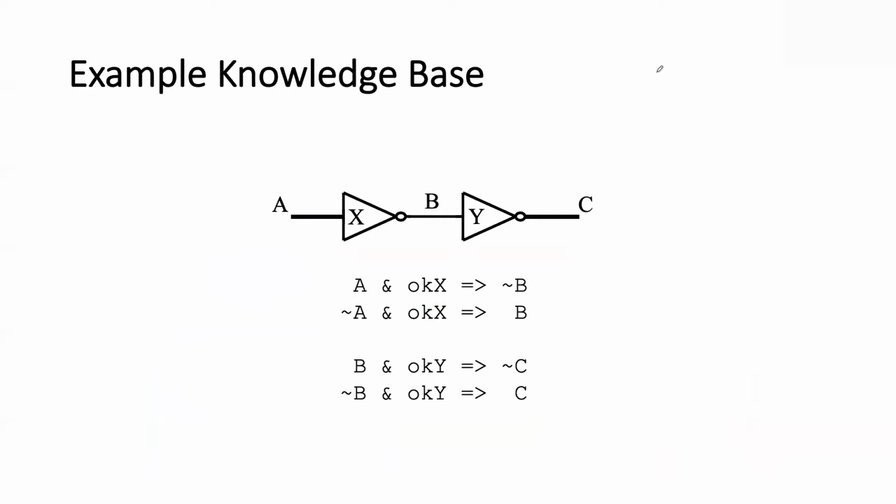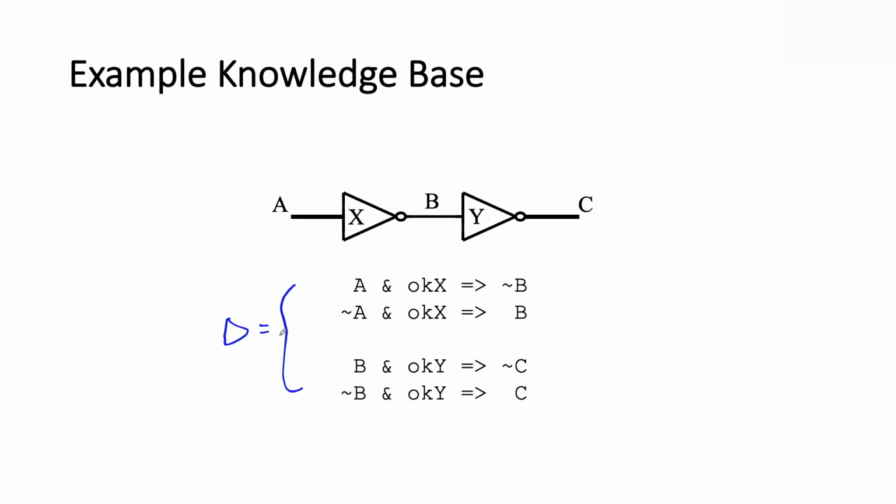And let's take a look at a concrete example. In this case, I have a little Boolean circuit. I have two inverters that are cascaded. The input is A, this gate is called X, this gate is called Y, and the output is C, and this is a knowledge base that basically describes that circuit's behavior.